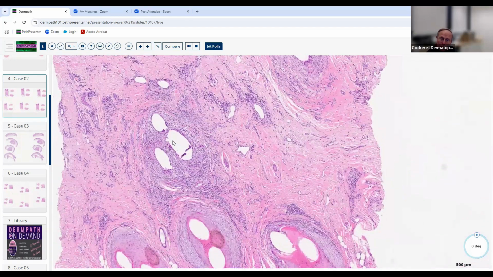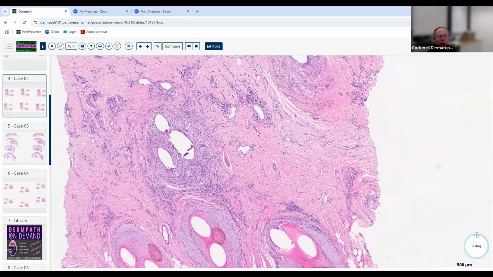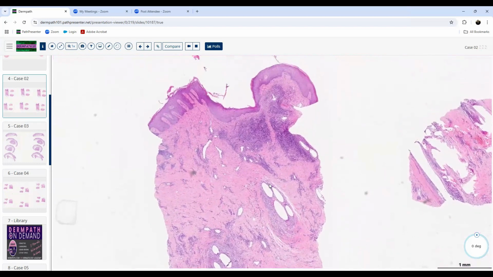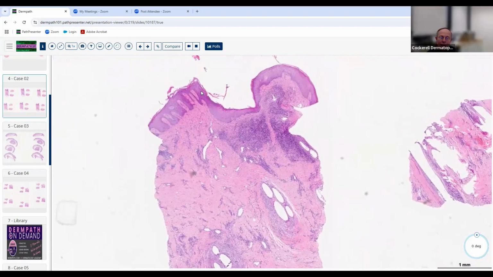And notice the scar is confined to this area. It's got a tropism for these follicles, which is kind of interesting. It doesn't really involve the interfollicular dermis, as you see here. And what's also interesting is that there's no lichenoid inflammation up here. So it doesn't look like typical lichen planus when it's Lichen Planopilaris.